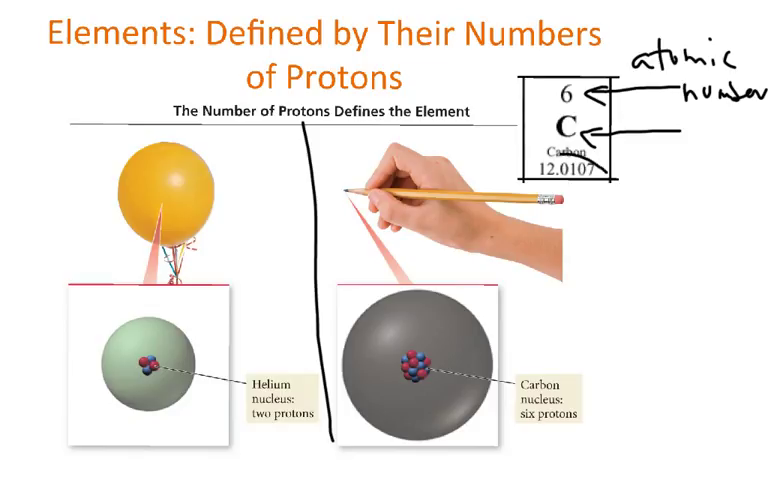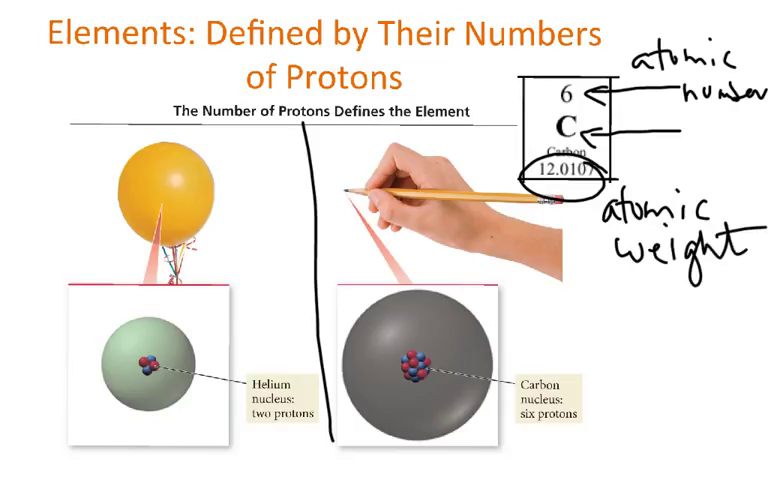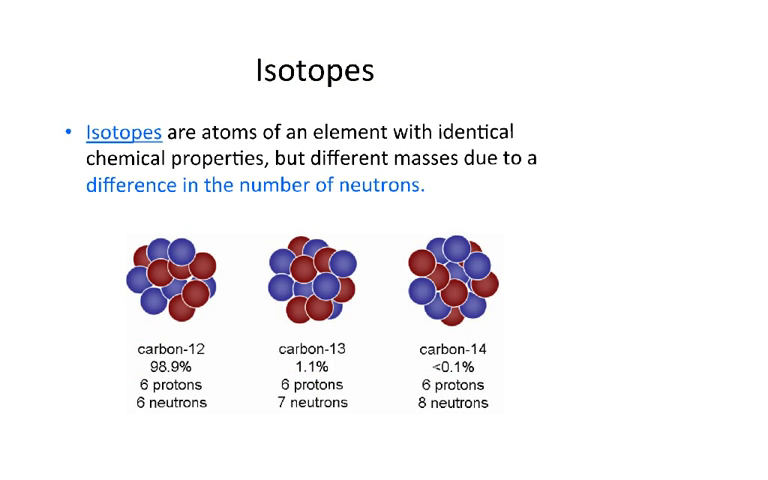And then remember we talked about this number here. This is the atomic weight. And we also talked about the fact that the atomic weight is the weighted average of all of the natural abundances of carbon isotopes. So just to remind you, isotopes are atoms of an element that have the same chemical properties, but they have a different mass because they have a different number of neutrons.